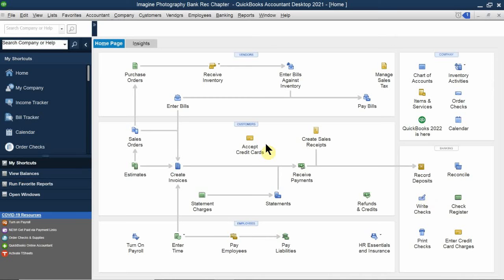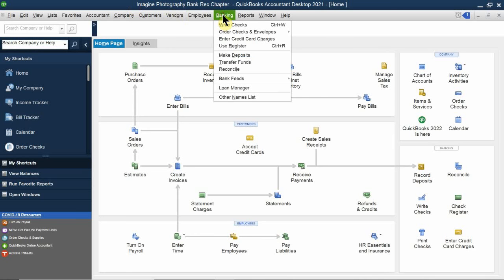So in this case, there is only one way to be able to do this. Only one way. And that is through your banking menu. And it says right here, transfer funds. Only one. You don't have it on the homepage. We don't have a banking center. We'll talk about bank feeds in a second. But in this case, you have it on your banking menu, transfer funds.